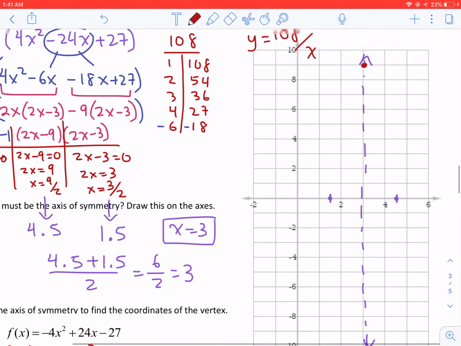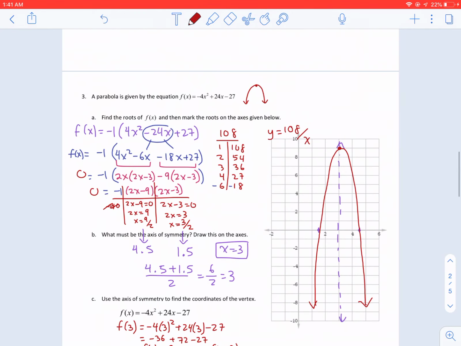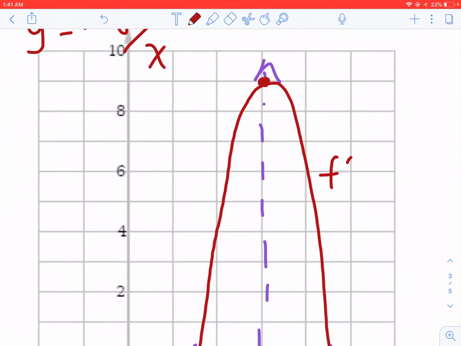So when we sketch it, when we connect these dots, right, and you might want to use a calculator to get other points, but our parabola is going to look something like this. Beautiful. All right, and that's the graph of f of x.